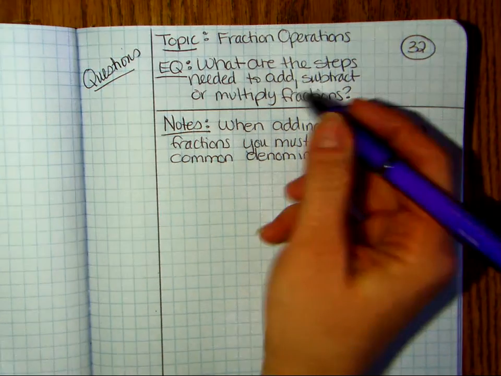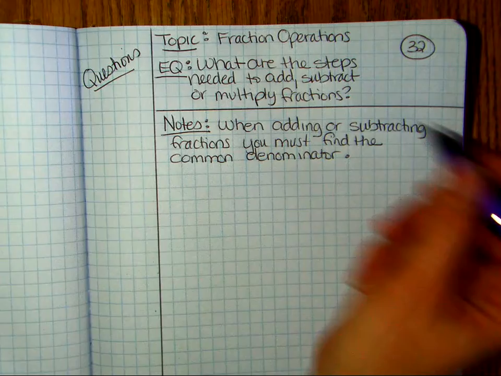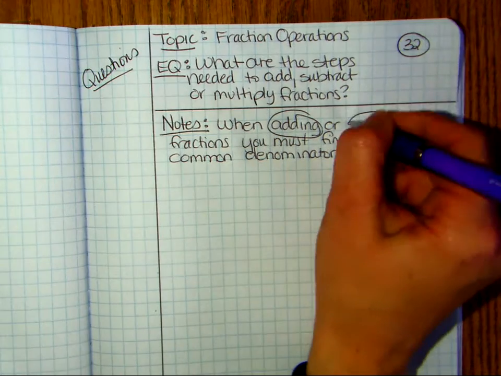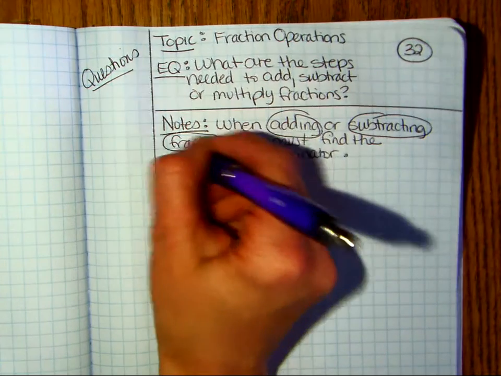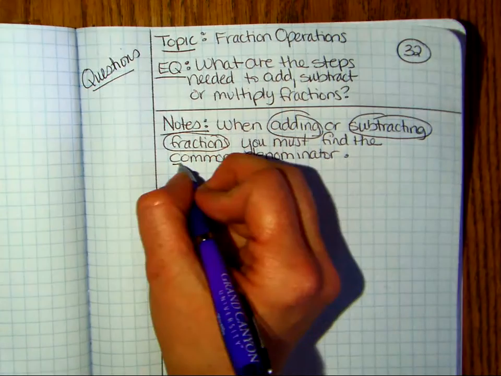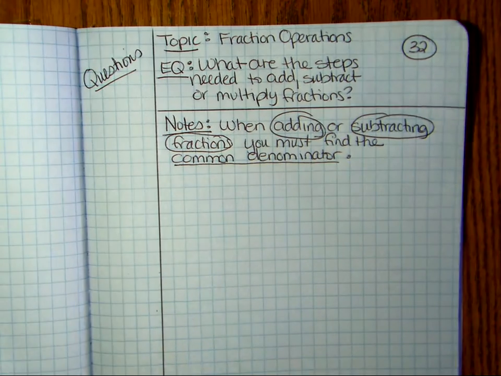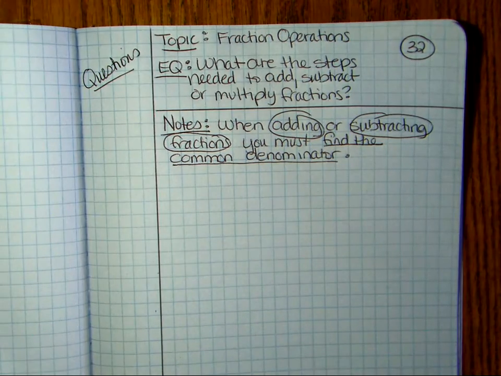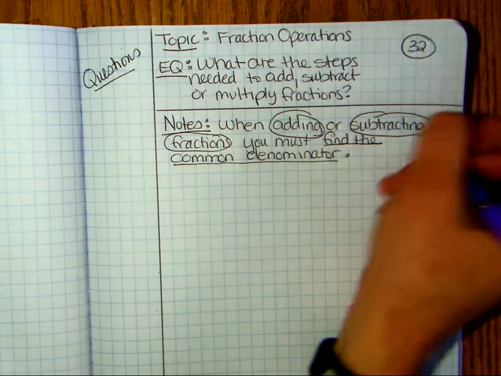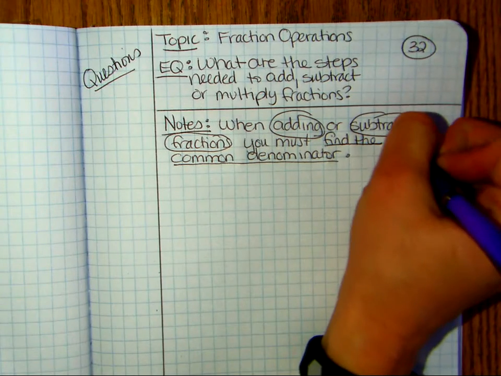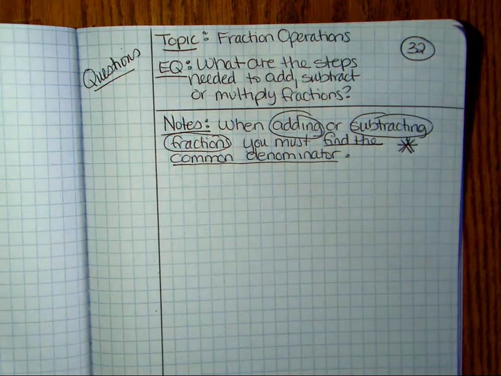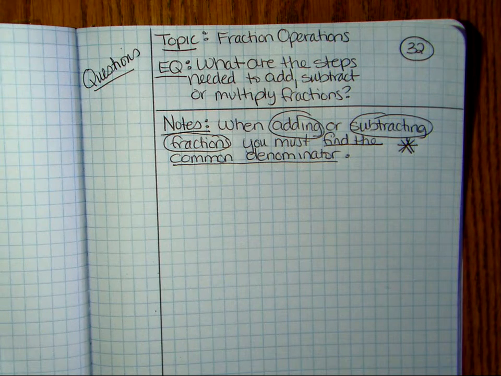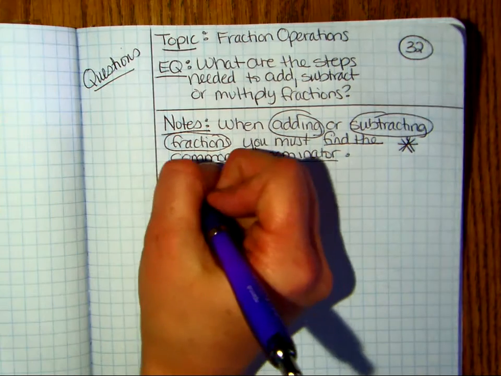So I want to circle some of our important terms: adding, subtracting, fractions, and underline common denominator. So find the common denominator. This is something that's very important, actually. It might even be a test question. So we're going to make a little star or asterisk next to it to remind us that that's a very important thing.